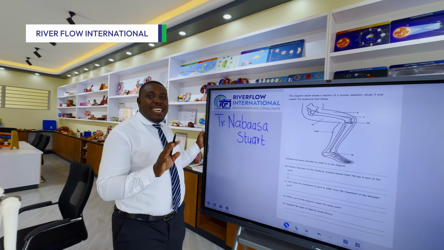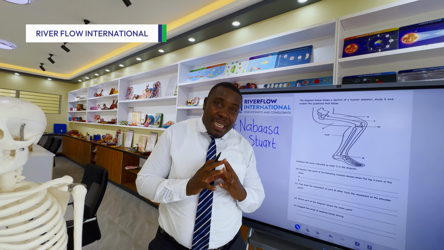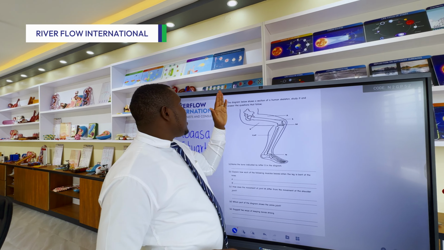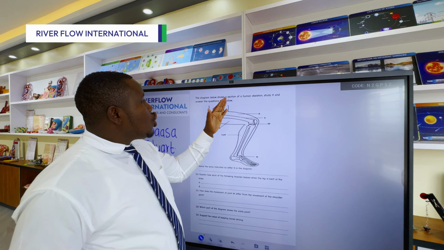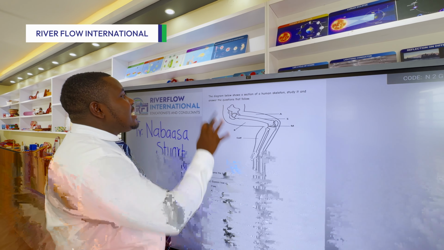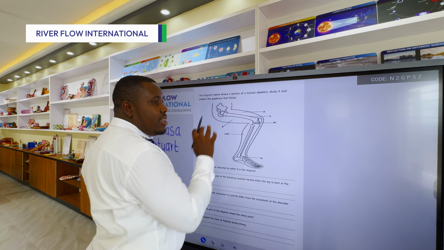I told you that this whole day no one is going to misunderstand science. This is one of the questions the runner sent us. The diagram below shows a section of a human skeleton. Study it and answer the questions that follow.